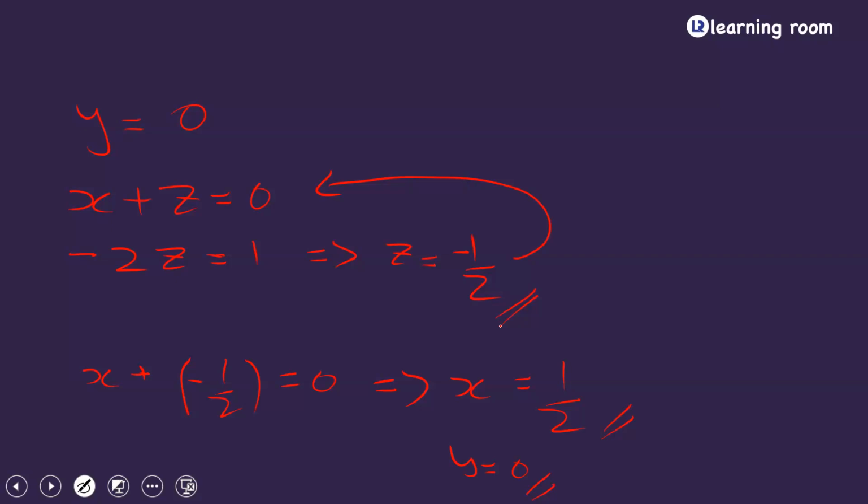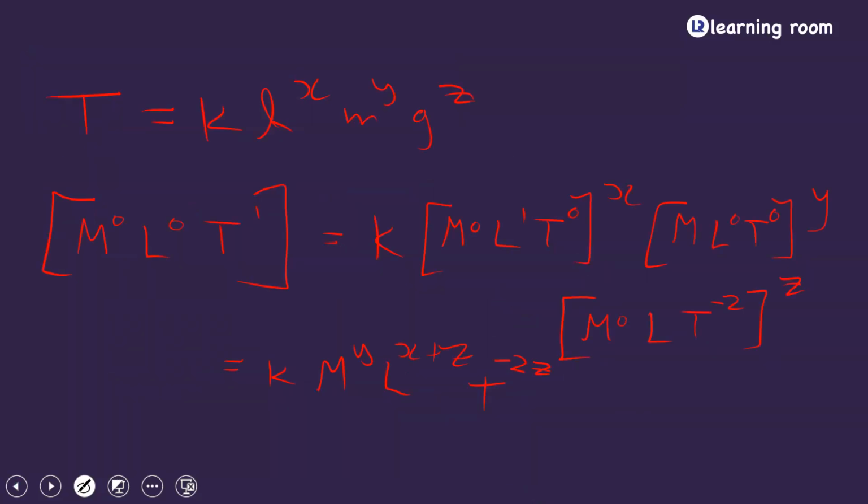Awesome. So now what I want you to do is, everyone here, Ananya, have we reached this point where we have found x, y, and z? Yes, sir. Have you been able to understand what I'm doing? Yes, sir. Okay. So can you put these values in the first equation where we write E in terms of k, l to the power x, m to the power y, and g to the power z? Put the values of x and z. Now at the end, you write E equal to.